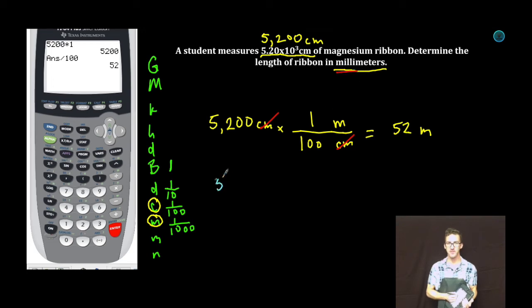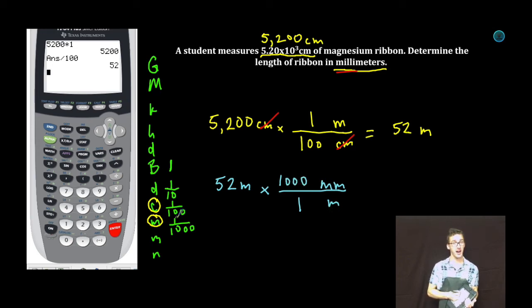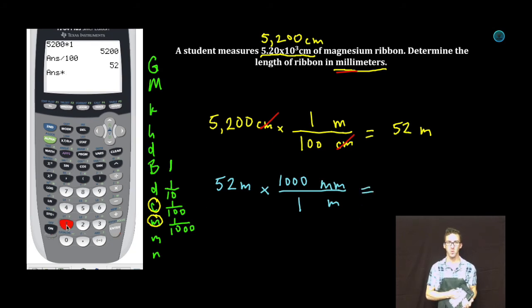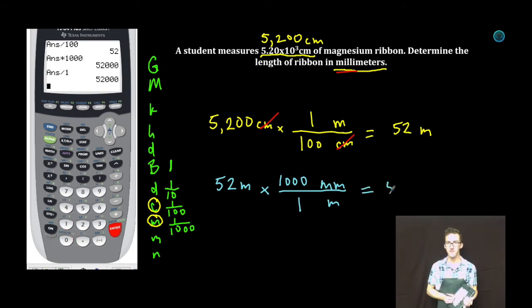So I'm going to take my 52 meters and multiply it by another conversion factor. This time I'm going to put meters in the denominator and I'm going to put millimeters in the numerator. 1 meter has 1,000 millimeters. Be careful, I flipped this conversion factor because I'm going the other way. Calculator time. Times 1,000, enter. Divide by 1. It gets me to 52,000 millimeters.